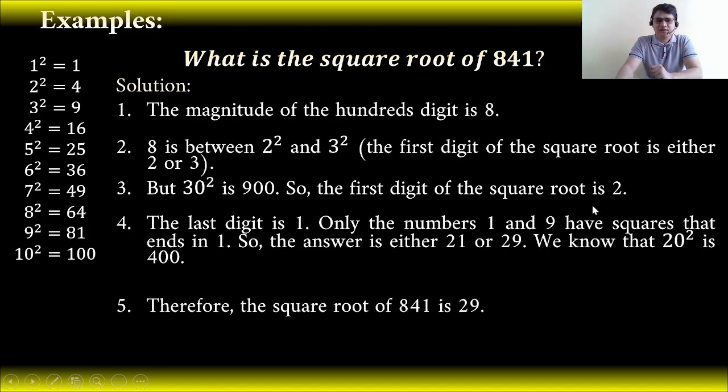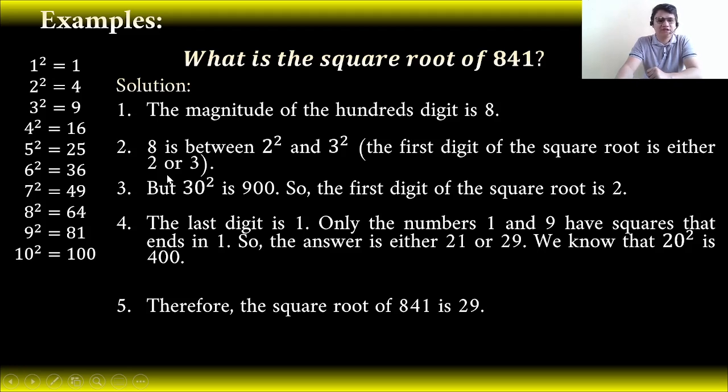Now let's try a slightly harder problem. Suppose we want to find the square root of 841. Again, we look at the hundreds digit. The magnitude of the hundreds digit is 8, and we compare 8 to this list of squares. As we can see, 8 is between 2 squared and 3 squared. Because 2 squared is 4 and 3 squared is 9, the first digit of the square root is either 2 or 3.